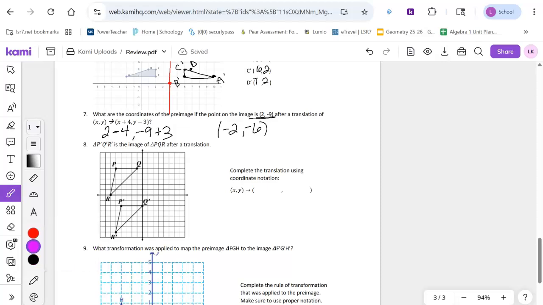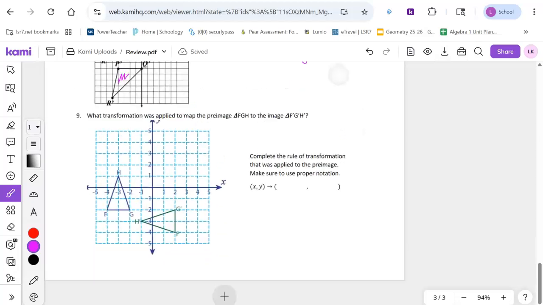Now this says triangle P prime, Q prime, R prime is the image of triangle PQR after translation. I already know it's a translation. So it's this triangle here to this triangle here. So P goes over how many? Goes 1 to the right. So it'd be x plus 1. And then it goes down 1, 2, 3, 4, 5, 6, 7. So it'd be y minus 7.